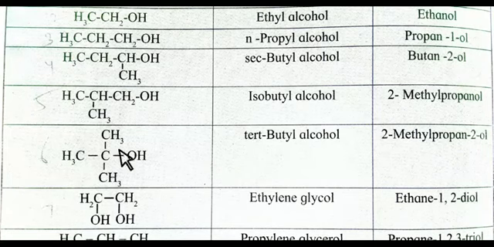In any of these types, the OH group is on the second carbon atom. So the name of this compound, if we number it from up to down, 1, 2, 3, means it is the second carbon containing the OH group, and there is a CH3 which is remaining here. So it means that it is a branch on the second carbon. OH is on the second carbon.